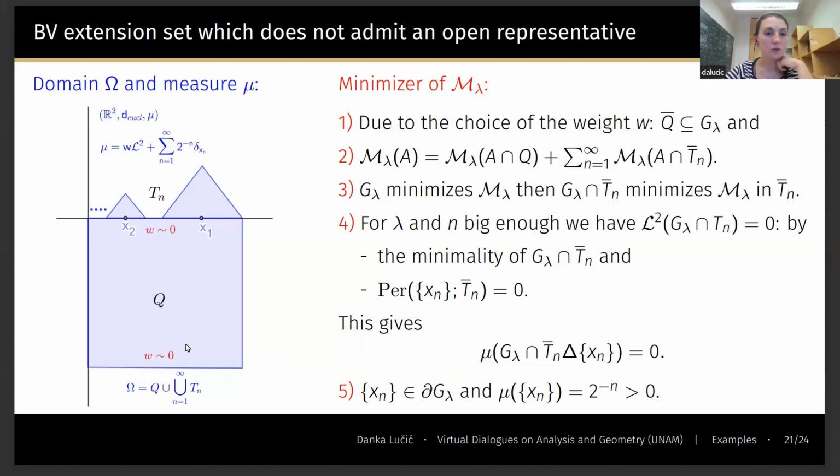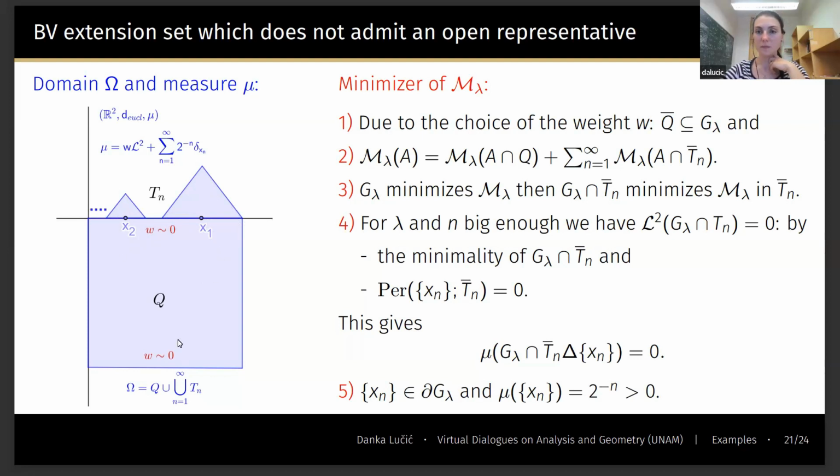And the domain you are looking at is this square, say unit square, and above it you are attaching a properly scaled sequence of triangles so that they are accumulating to 0. And what is also part of our domain are these bases of the triangles. So it is a square together with these bases and the triangles.